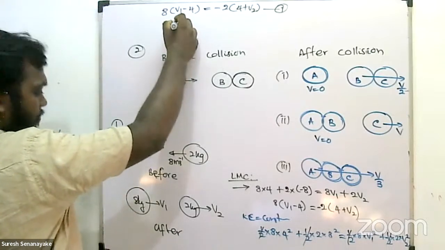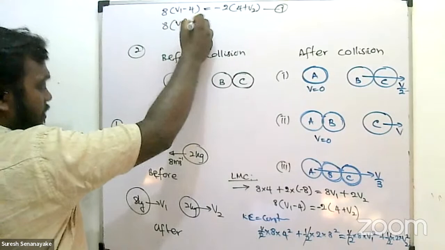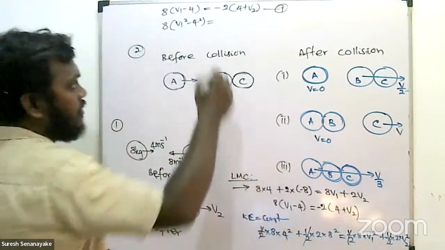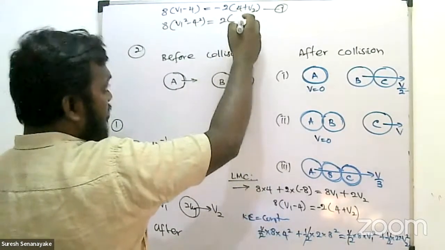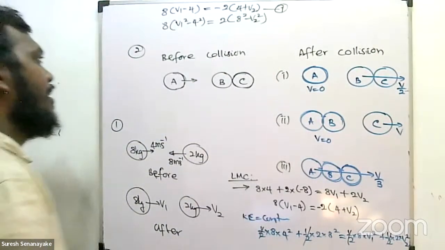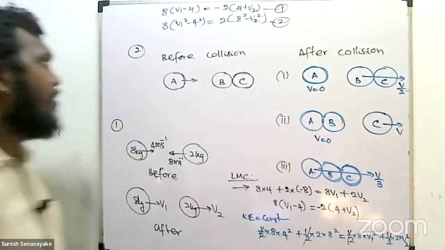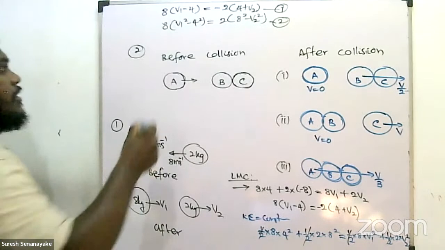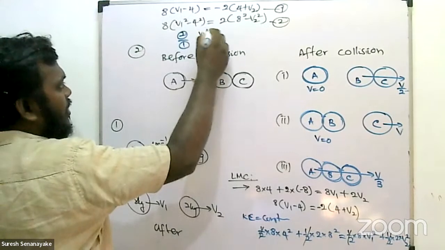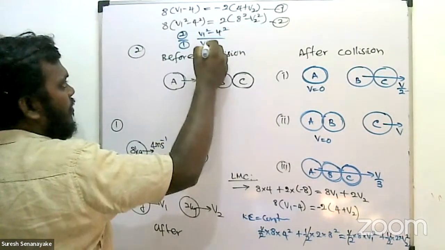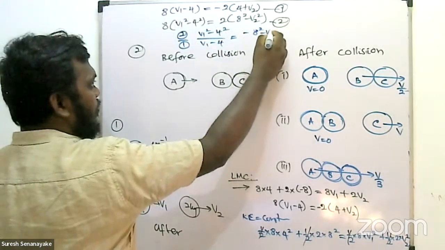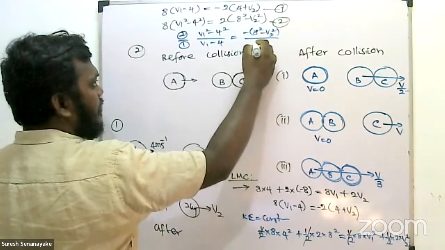Taking 8 out, v1 square minus 4 square. And on the other side, taking 2 out, that's 8 square minus v2 square. Dividing the second one, here comes v1 square minus 4 square, and on this side minus 8 square minus v2 square.